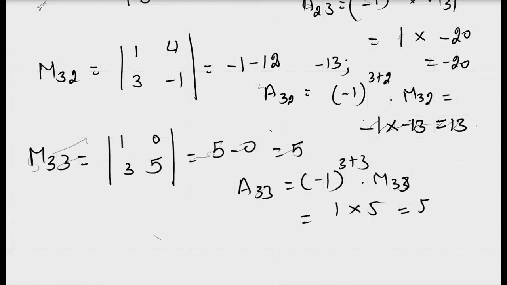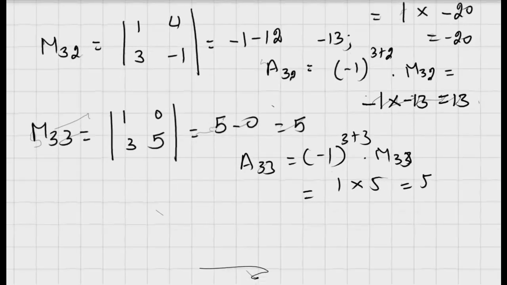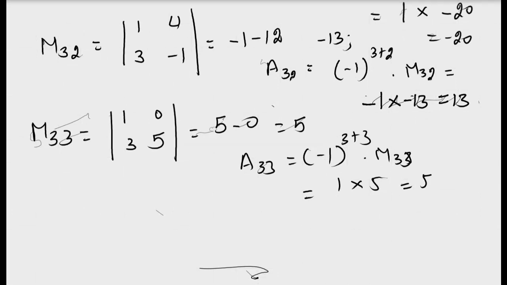M32 is equal to minus 1 minus 12, which is equal to minus 13. A32 is equal to minus 1 into minus 13, which is equal to 13. M33 is 5 minus 0, which is equal to 5. And A33 is equal to 1 into 5 is equal to 5.